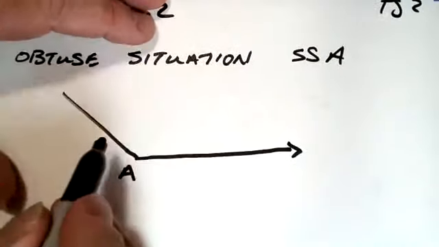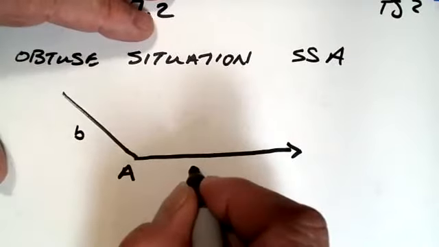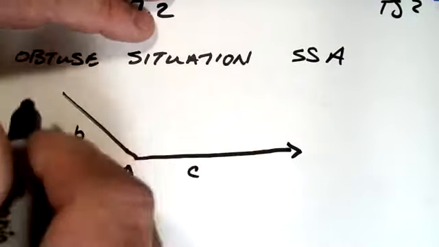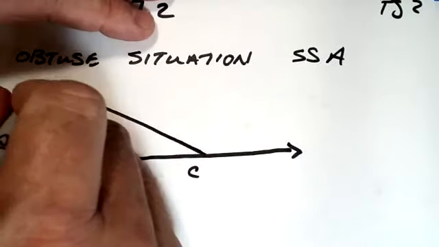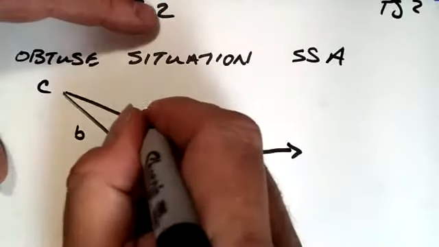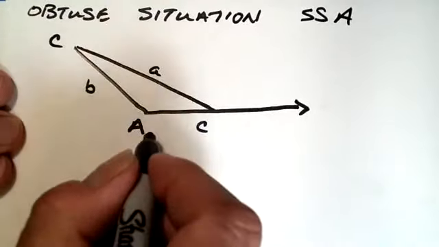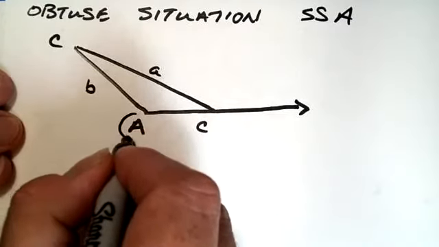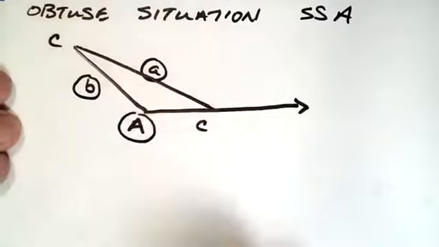Call this angle A, and so maybe we call this side b. This will be side c. So this, whatever this angle is, will be C, and then we have opposite side a. So I'm going to identify A as being a known angle, b being a known distance, and a being a known distance.